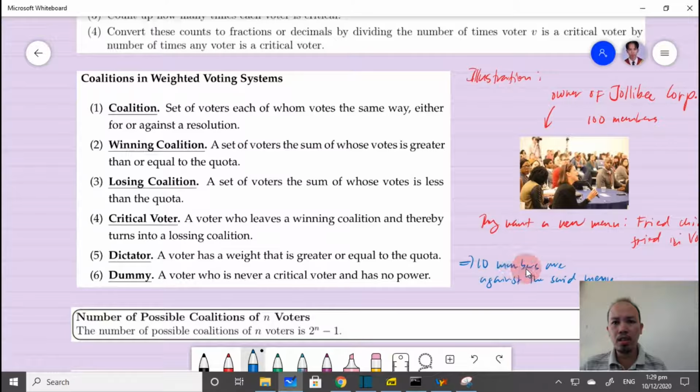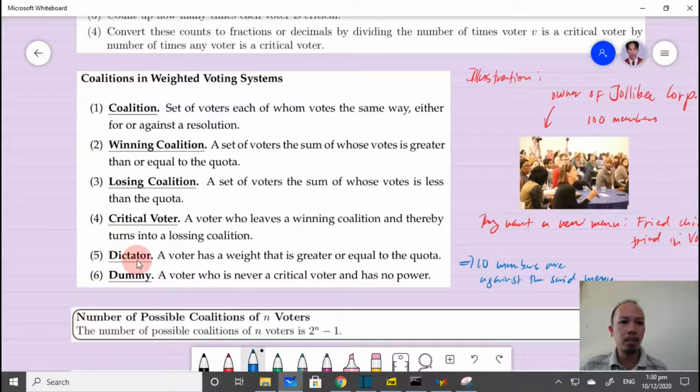The question is: would it be possible that there is more than one critical voter in a given coalition? The answer is yes, it could be. Just like the one person, one vote system. That kind of weighted voting system is an example where all the voters are critical, in the one person, one vote system. So it could be.